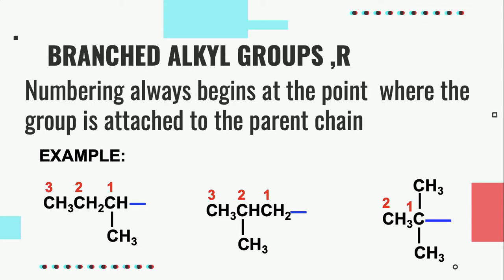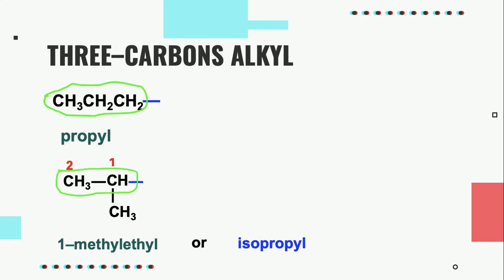In a compound with a branched alkyl group, numbering always begins at the point where the group is attached to the parent chain. In this video, the blue bond represents the bonding between the alkyl group and the parent. For a 3 carbon alkyl group, the straight chain branch is called propyl, while a 2 carbon chain branch with a methyl branch is called 1-methylethyl. Note that ethyl is like a subparent for methyl. The common name of it is isopropyl. Iso means a methyl group attached on the carbon before the last carbon in the branch. Furthermore, the branched alkyl group is called isopropyl because there are 3 carbons in total in the branch.